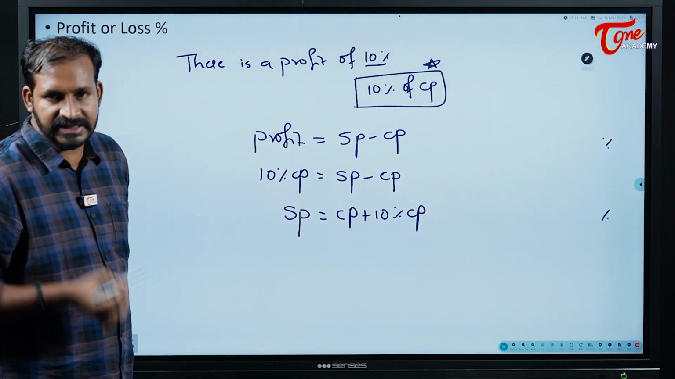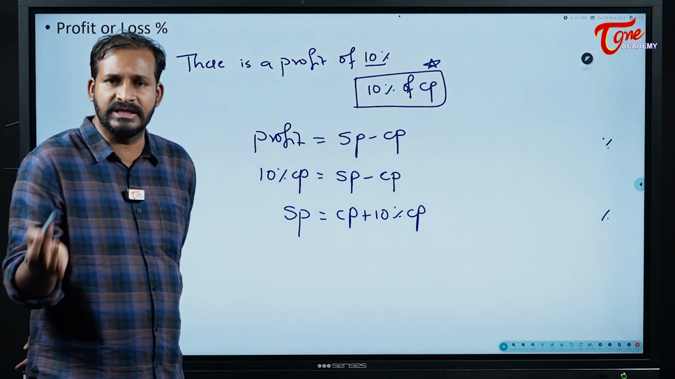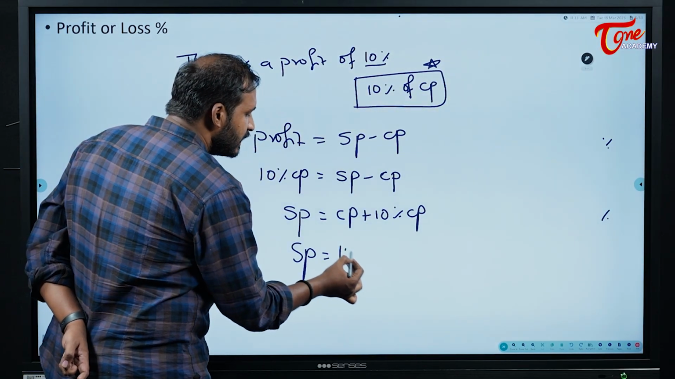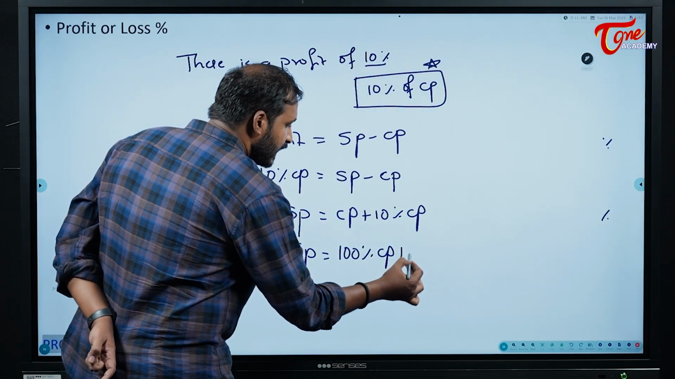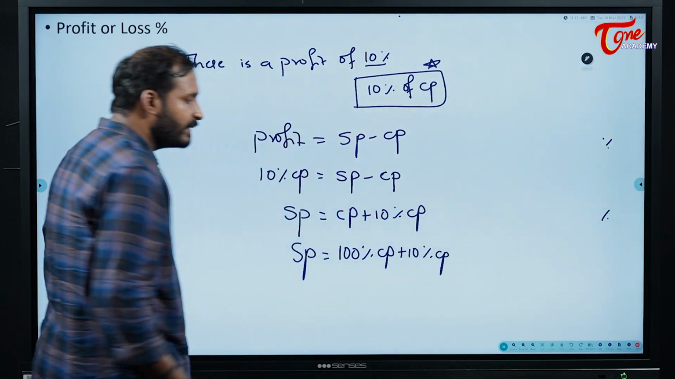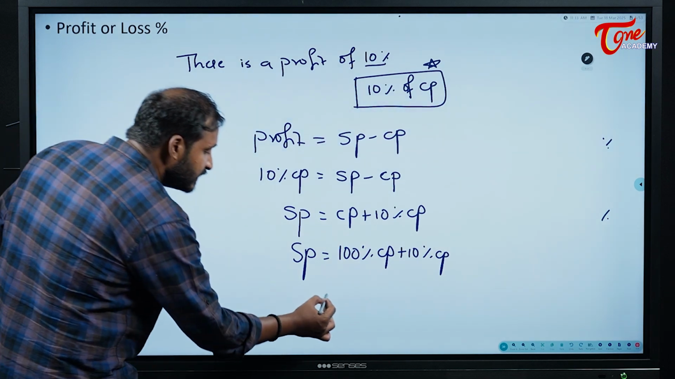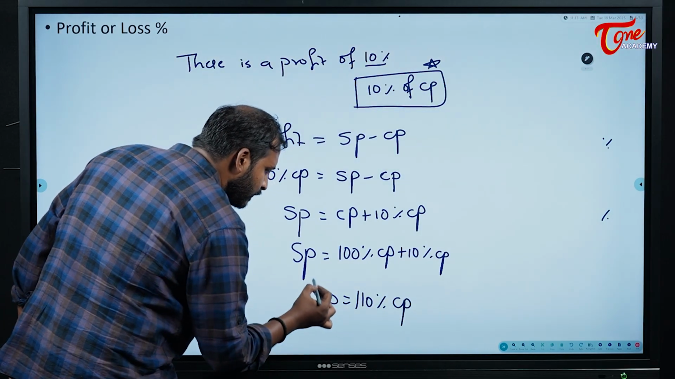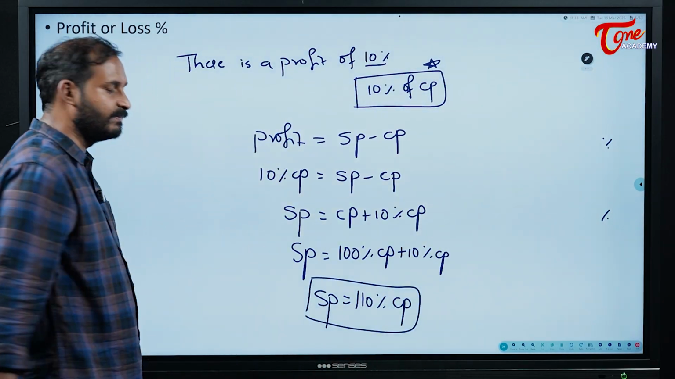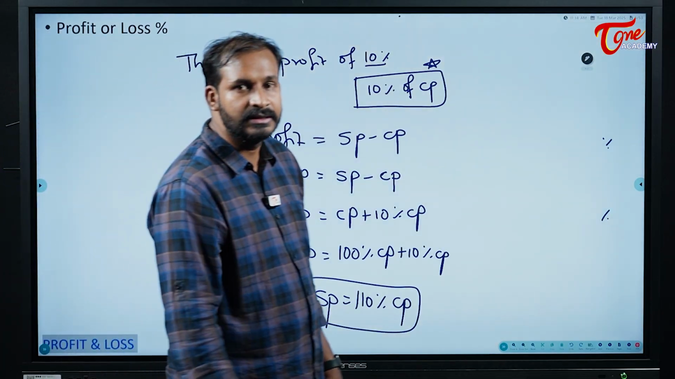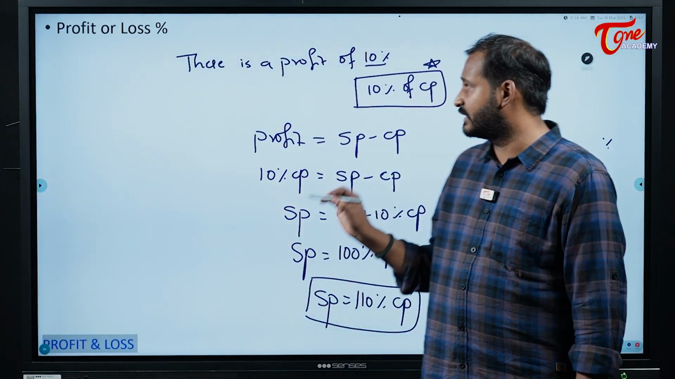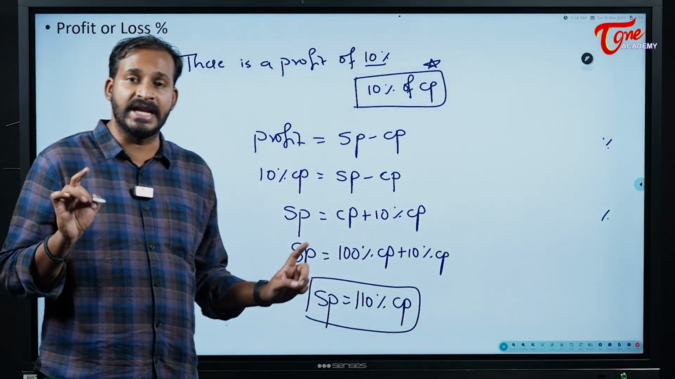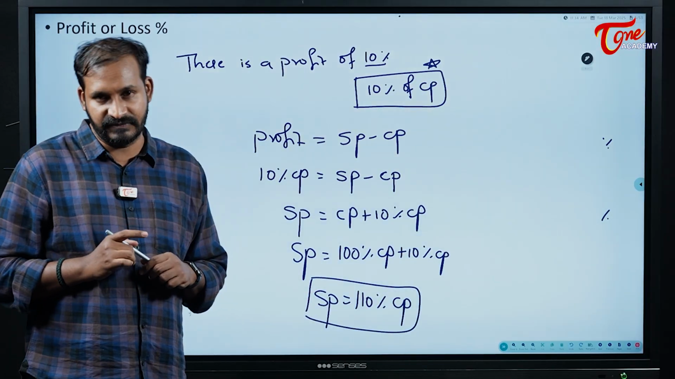While discussing percentage itself, we came to know that CP or 100% of CP both are same. So that means SP is equal to what I can write here? 100% of CP plus 10% of CP. From this, the relation between selling price and cost price I can write here is SP is equal to 110% of CP. So, whenever they give in the question that there is a profit of 10%, we directly write the relation between SP and CP as SP is equal to 110% of CP.